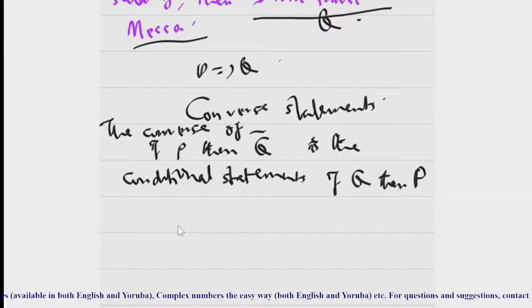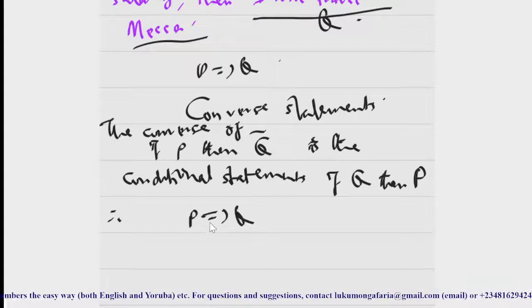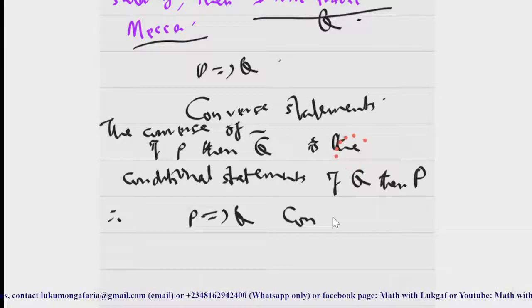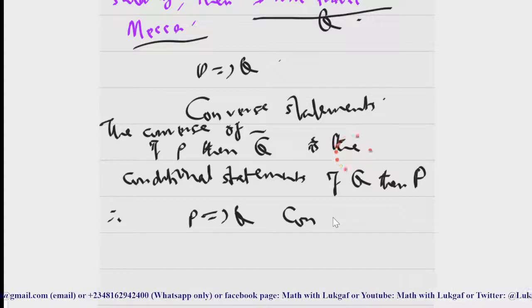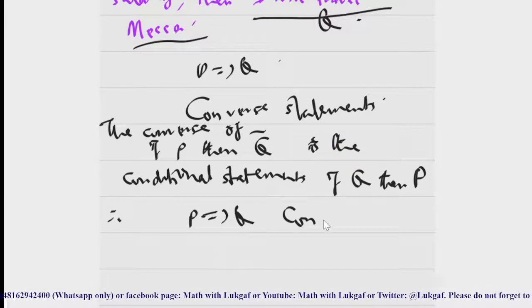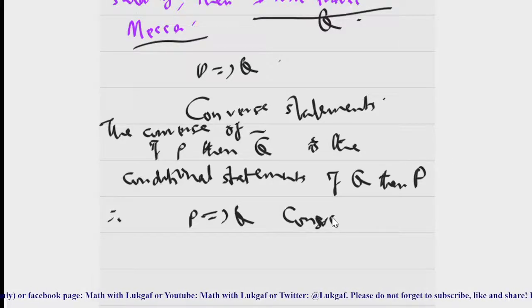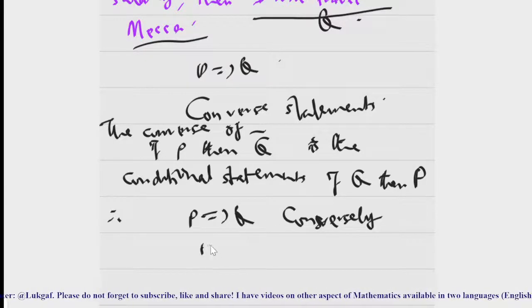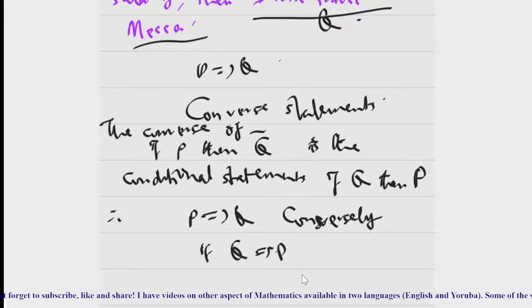That is why I want to say conversely. If you have a statement, if P then Q, then conversely, what you are saying is: if Q, then P. If that is cleared and you understand that, let me give you an example.